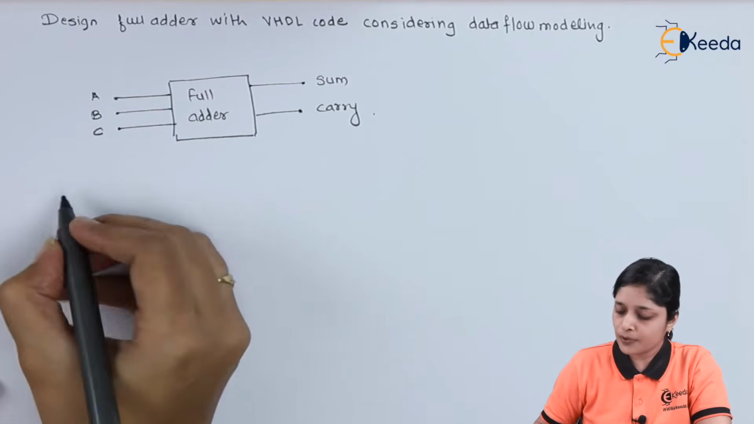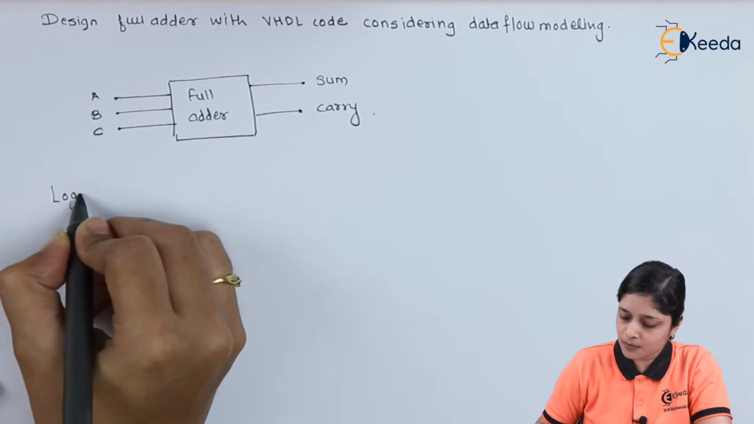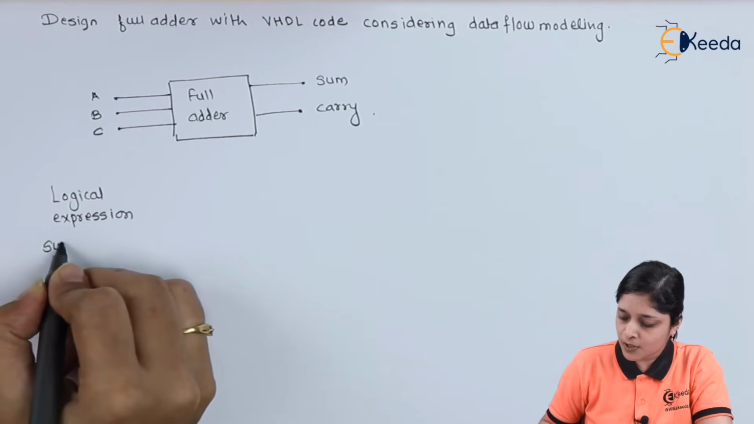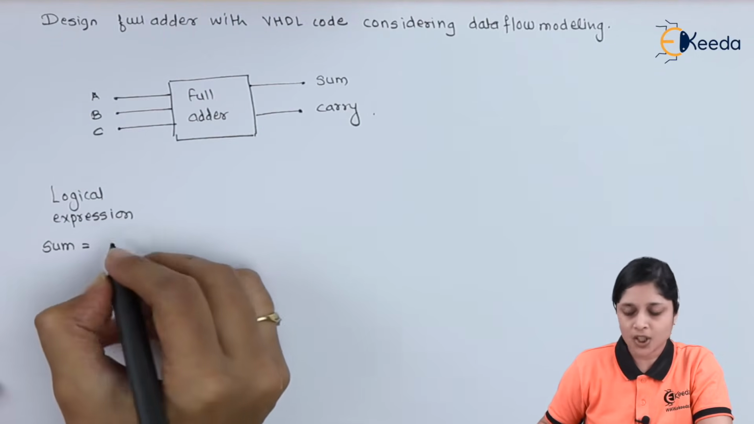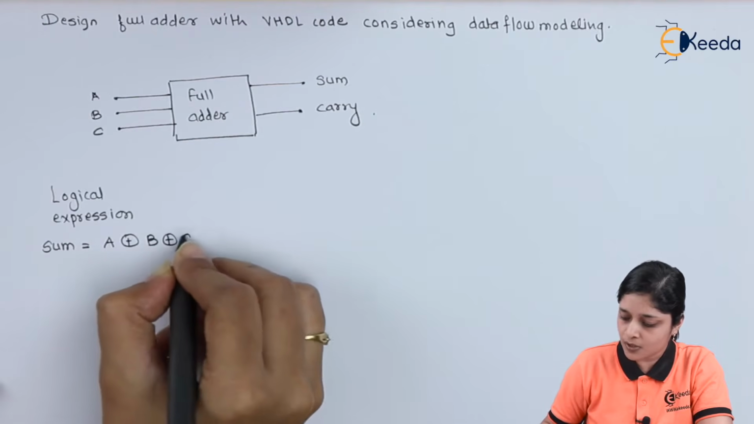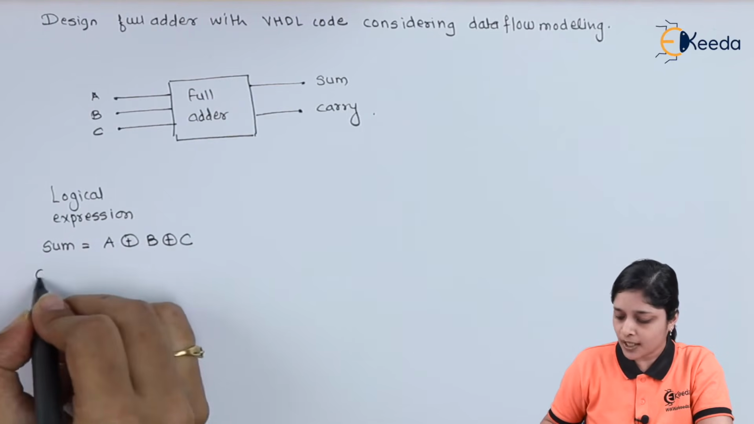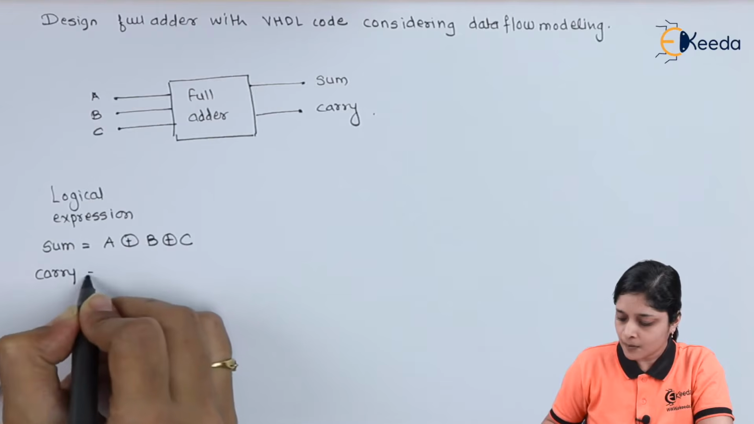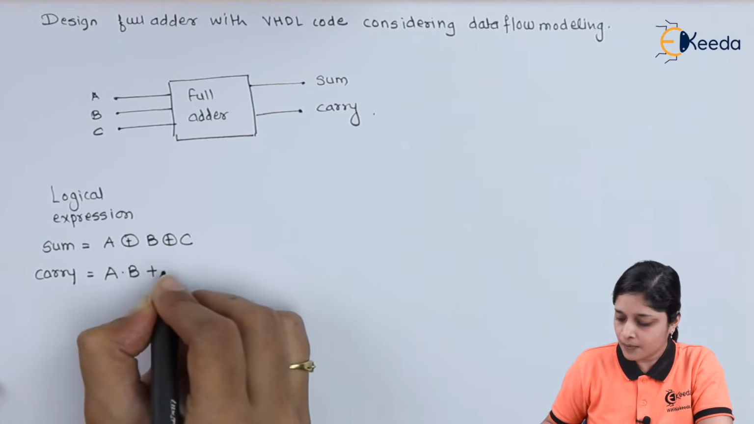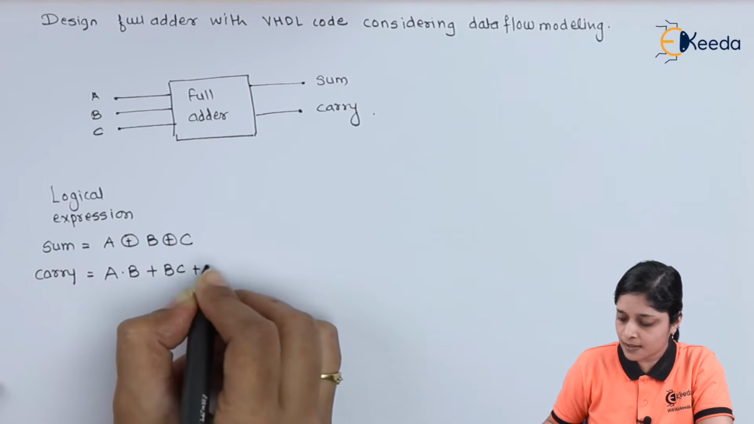After that you have to write down the logical expression. So for sum the logical expression is A XOR B XOR C, and for carry the logical expression is AB plus BC plus AC.